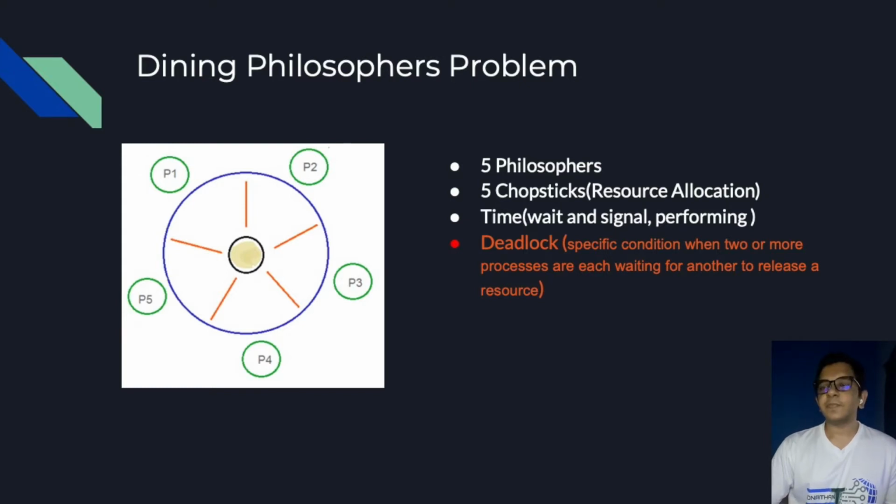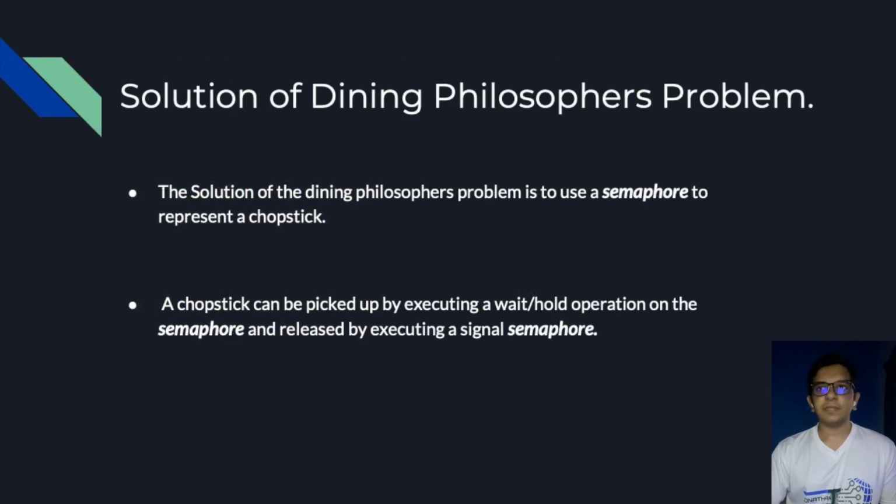So as you can see, if all the philosophers are trying to get the minimum condition of 2 chopsticks, they cannot actually access it. That kind of scenario is depicted as deadlock. Deadlock is a specific condition when 2 or more processes are each waiting for another to release a resource. So how can we overcome this problem? In the next slide, you can see the solution of the dining philosophers problem.